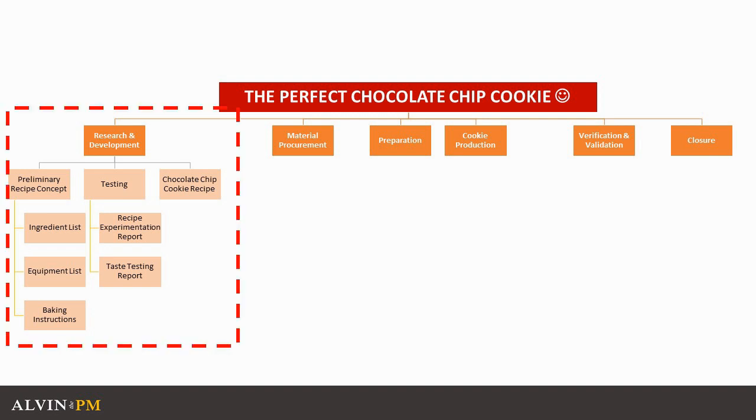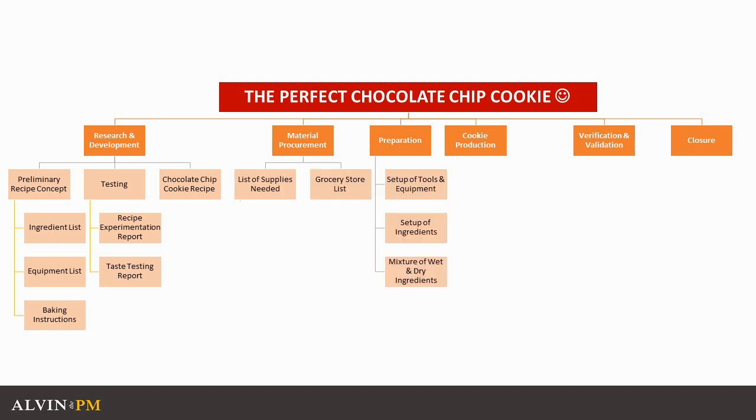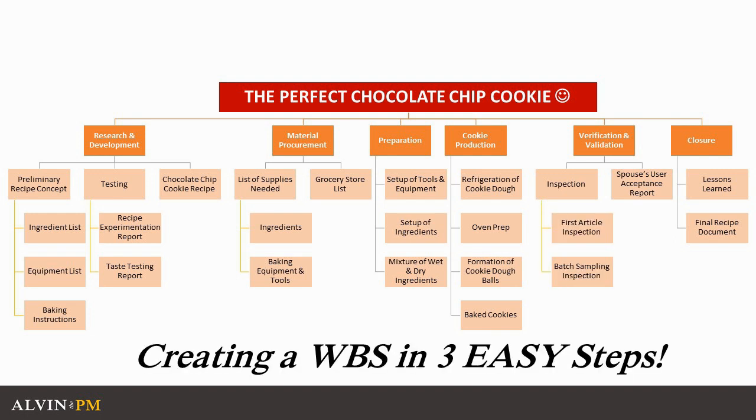Now that only covers the first bucket of research and development, so we have to repeat this analysis for the rest of the other level 2 categories of material procurement, baking preparation, cookie production, verification and validation of a recipe, and lastly, closure of our project. And that's how you create a WBS, or a work breakdown structure, in 3 easy steps. It's that simple, and it helps out so much when you're managing really large complex projects and you're just not quite sure where to start.